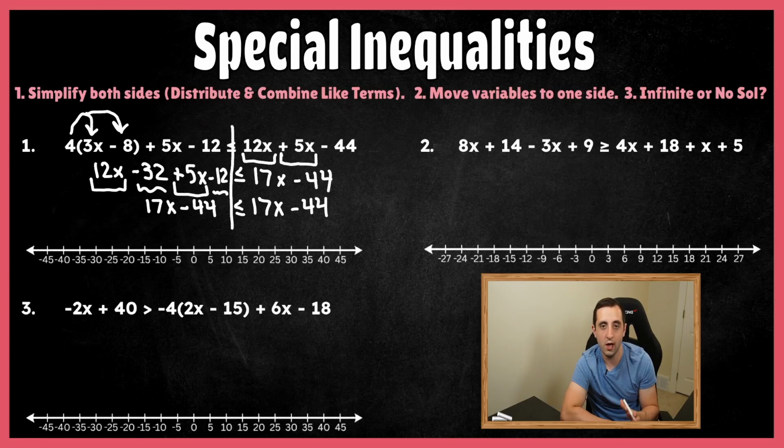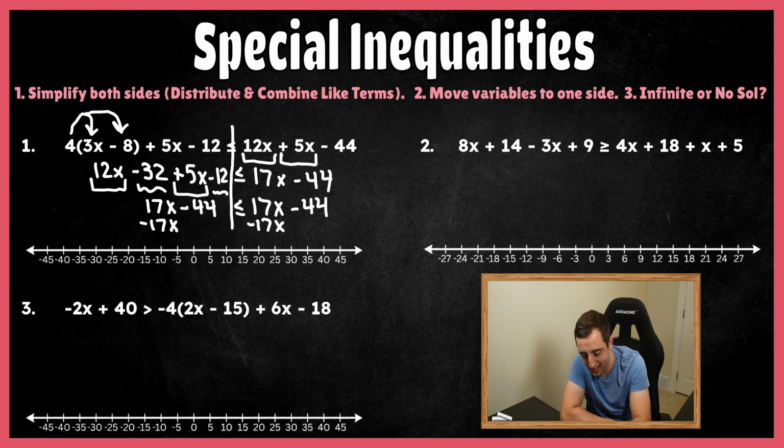And now for number two, let's move our variables to one side. So I'm going to move this 17x from the right side over to the left side. I'm going to do that by doing inverse operations or subtracting 17x, which is going to cancel our variables out entirely. 17x minus 17x is just 0, so don't bother writing 0. Don't do 0 minus 44. It just goes away entirely. And then we are left with this scenario here where our variables are gone completely, and we have an inequality statement that we're looking at. So we have negative 44 is less than or equal to negative 44.